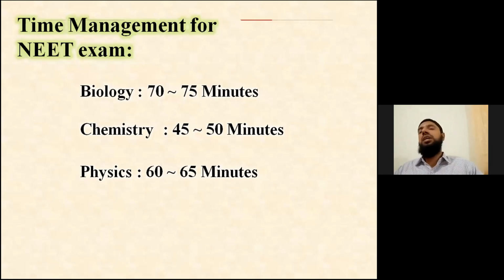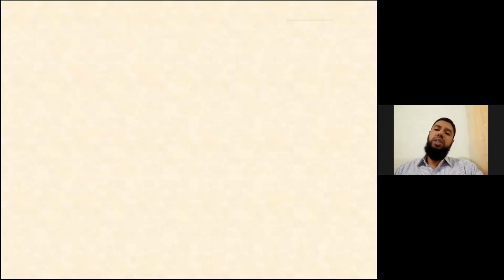But in last year's NEET exam, it was a bit easier paper, in which the level 1 questions were more and numericals were fewer, around 30 numericals. In last year's question paper, it was a really good chance for the students. But for our time management, it has to be planned. The physics has to be attempted in a time interval of 60 to 65 minutes.